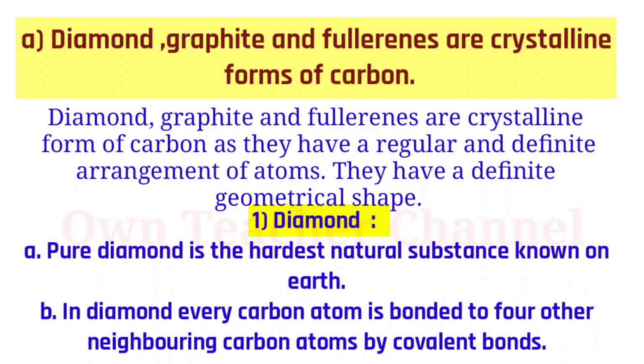Diamond. Pure diamond is the hardest natural substance known on earth. In diamond, every carbon atom is bonded to 4 other neighboring carbon atoms by covalent bonds.